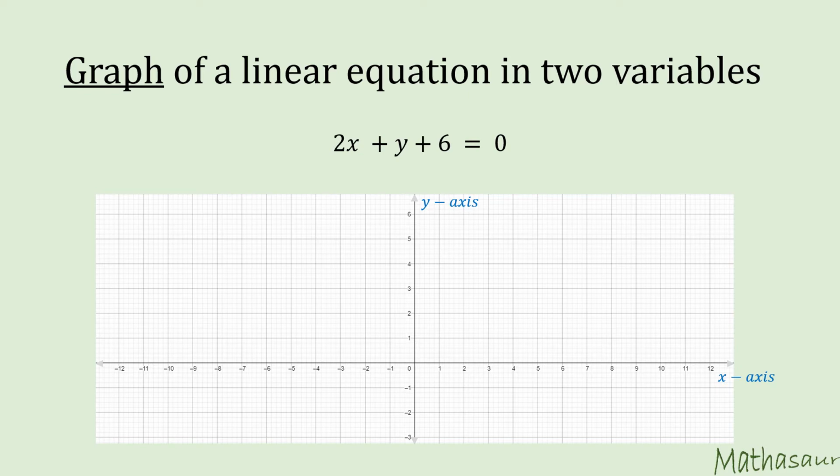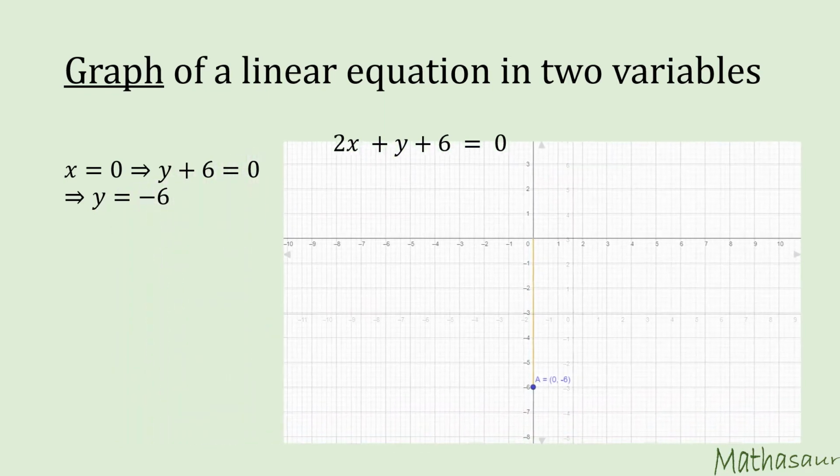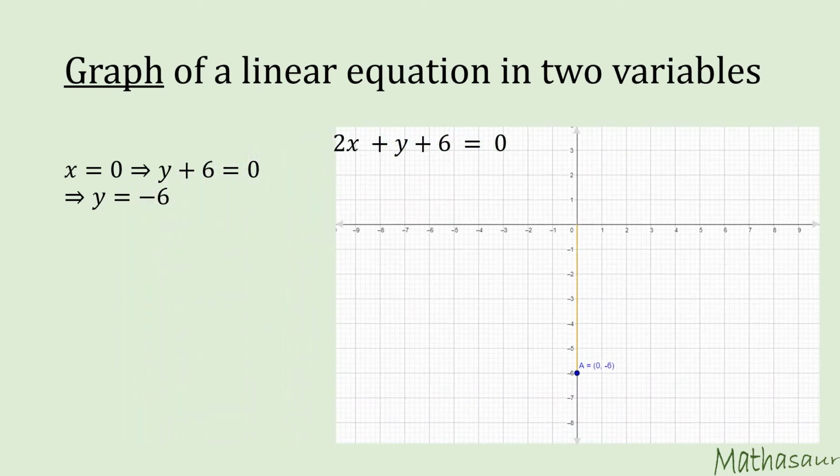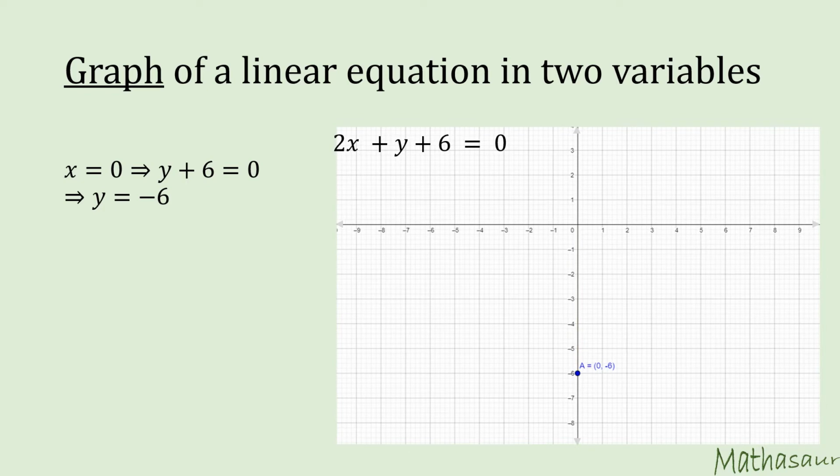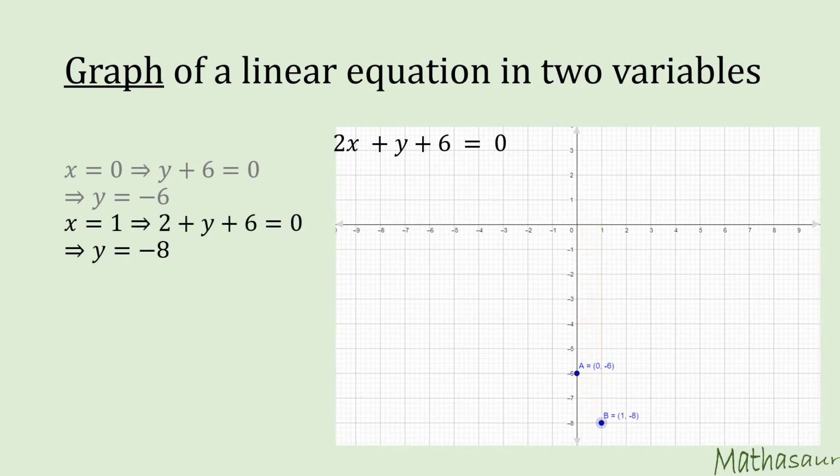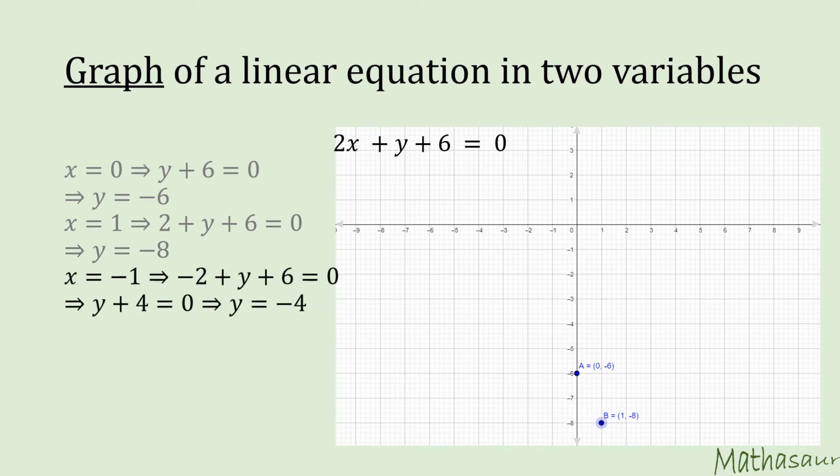We tried to draw 2x plus y plus 6 equals 0 on the xy plane. We substituted different values for x and found corresponding values for y. And we plotted these points one by one. So we took x equals 0, x equals 1, x equals minus 1, and x equals minus 2.